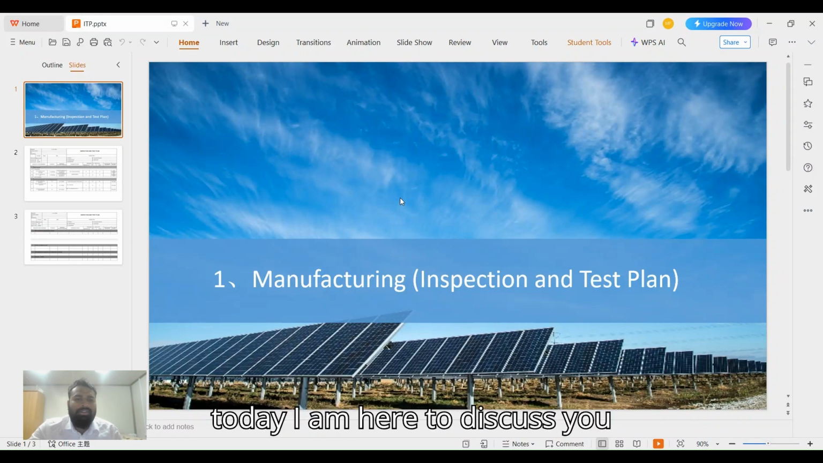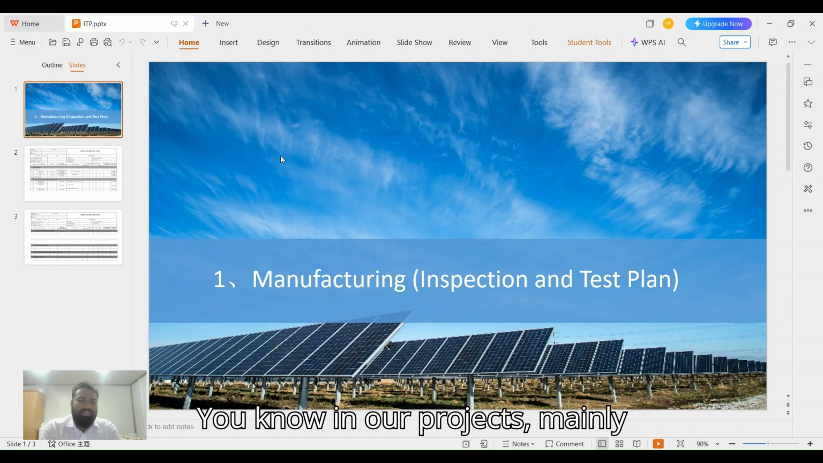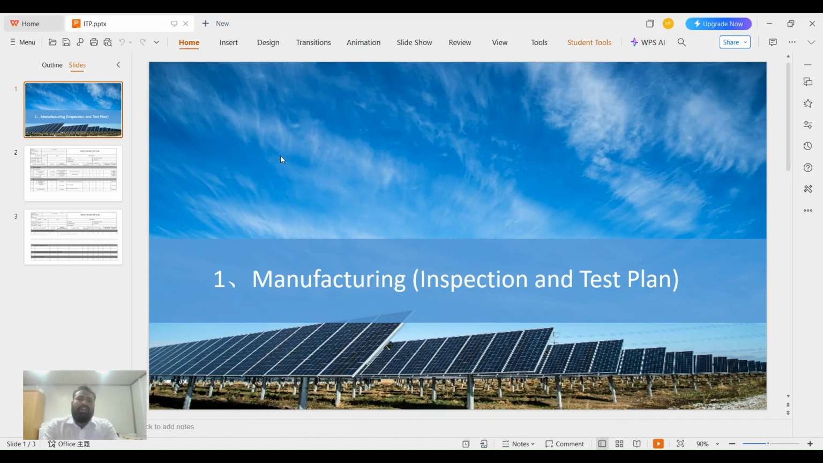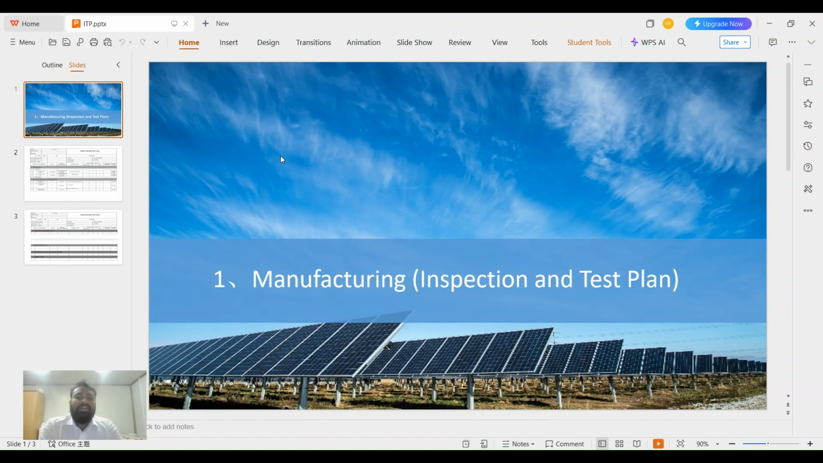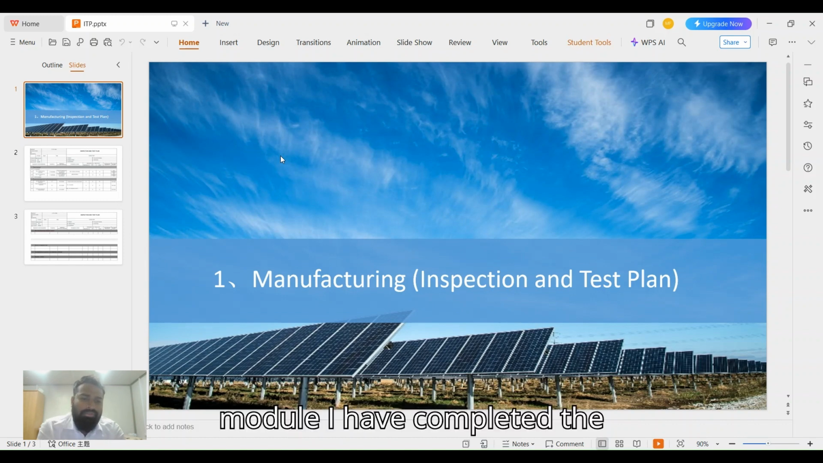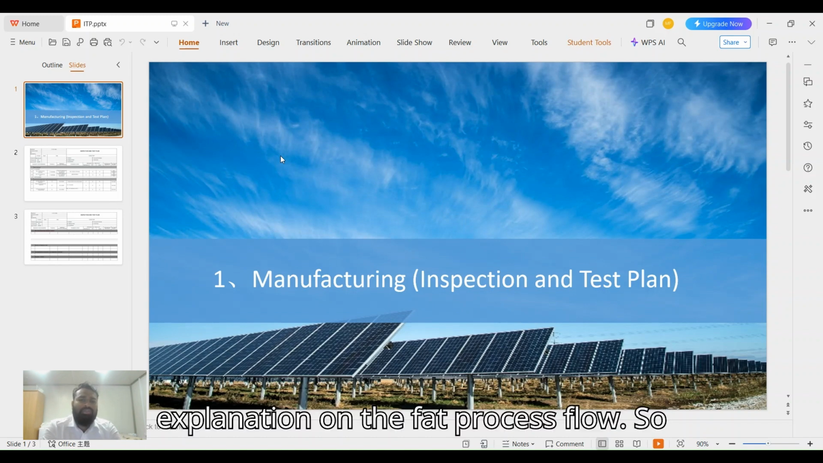And today I am here to discuss another most important document, that is the manufacturing ITP. In our projects, mainly in construction projects, we have manufacturing ITPs and field ITPs. In the last module, I completed the explanation of the FAT process flow.